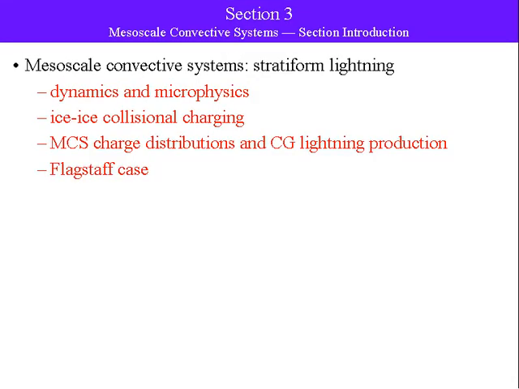This is Dan Lindsay again. I'm going to switch gears now and talk a little bit about mesoscale convective systems and introduce the concept of stratiform lightning. We're going to talk about the dynamics and microphysics of MCSs and discuss again the ice-ice collisional charging specifically within MCSs and within the stratiform region of mesoscale convective systems. We'll also talk about MCS charge distributions and the type of CG lightning production that we expect within the MCS. And then John will do another case study from Flagstaff, Arizona.